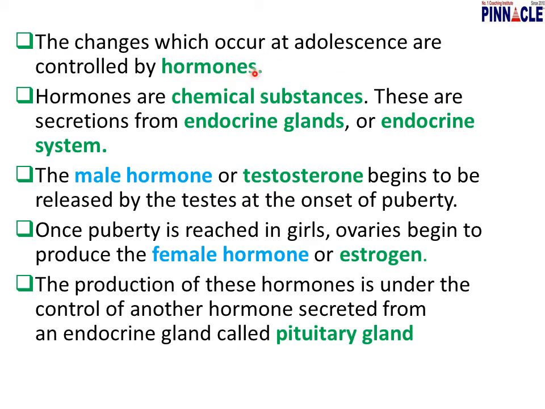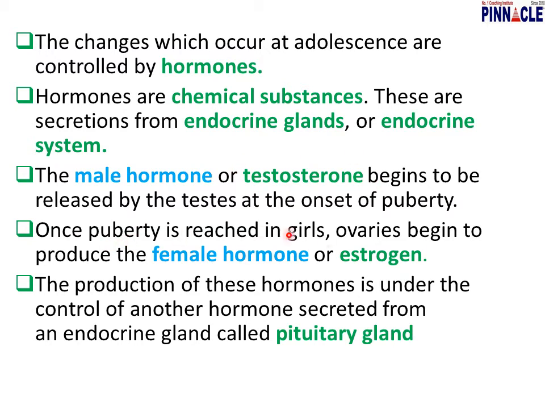Hormones are chemical substances. What are hormones? Hormones are chemical substances. These are secretions from the endocrine glands or endocrine system, the ductless system. The male hormone, testosterone, begins to be released by the testes at the onset of puberty. Whenever the child has grown as an adolescent and the puberty stage has occurred, then the testes will start releasing the testosterone hormone, which is a male hormone.